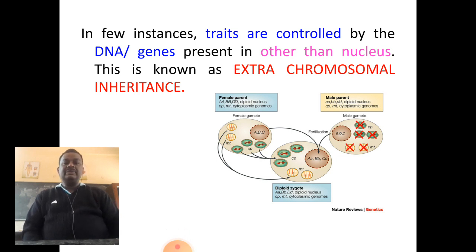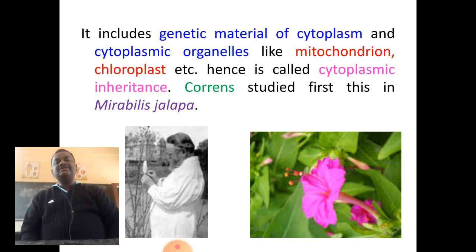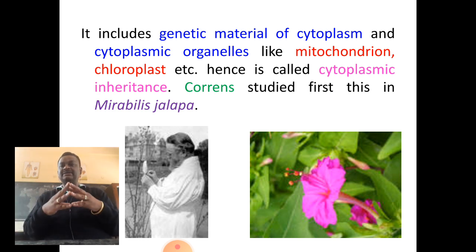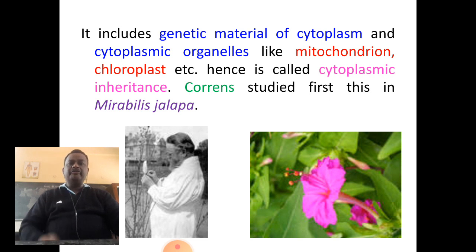Students, in the extra chromosomal inheritance, since cytoplasmic organelles are involved in the inheritance pattern, the inheritance pattern is also called cytoplasmic inheritance. It is also referred to as non-chromosomal inheritance. Correns in 1909 studied this type of inheritance for the first time in the 4 o'clock plant, technically called Mirabilis jalapa. Down in the picture on the slide, towards the left side is the photo of Correns and towards the right side is the 4 o'clock plant called Mirabilis jalapa.